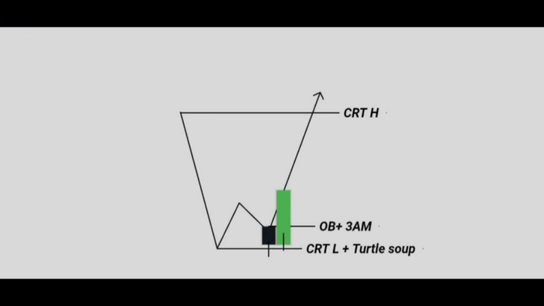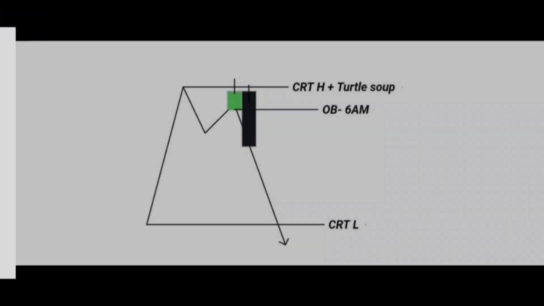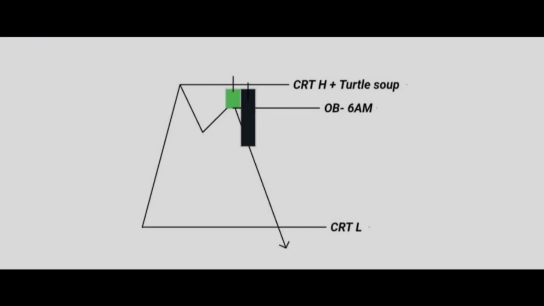As you can see in this diagram, the last candle took out the low at 3 a.m. I mark the last candle as my order block, then the next candle closes above it. That is why this was valid. So I wanted to take a look at this diagram again before we move on. Now let's move on. This is a bearish example and the first was a bullish example.